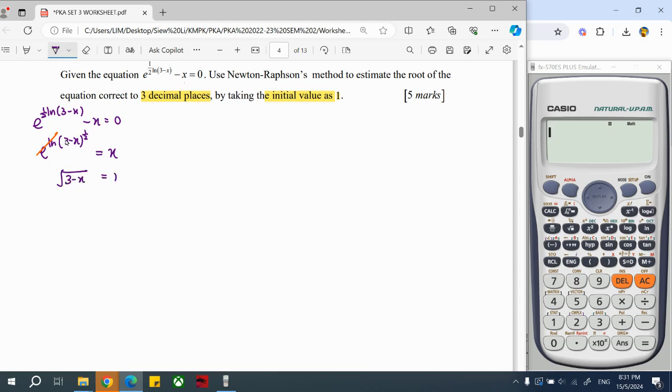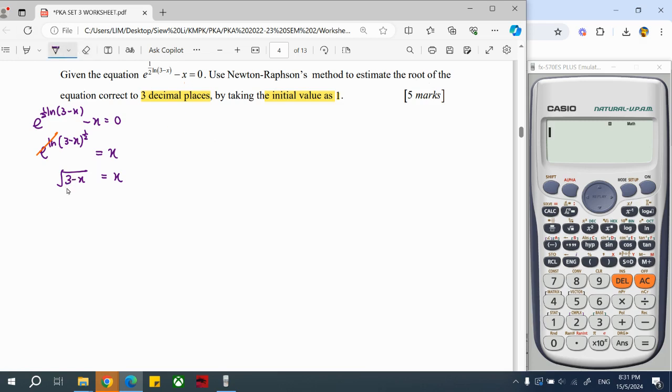minus x. So in Newton-Raphson method, we can't use a function involving square root. So for square root, we need to remove it. So we cannot take the function as square root 3 minus x equals to 0. This function might not be convergent and might not be valid. Testing whether the function is valid or not is not in your syllabus. But overall, most of the time the square root we need to remove.